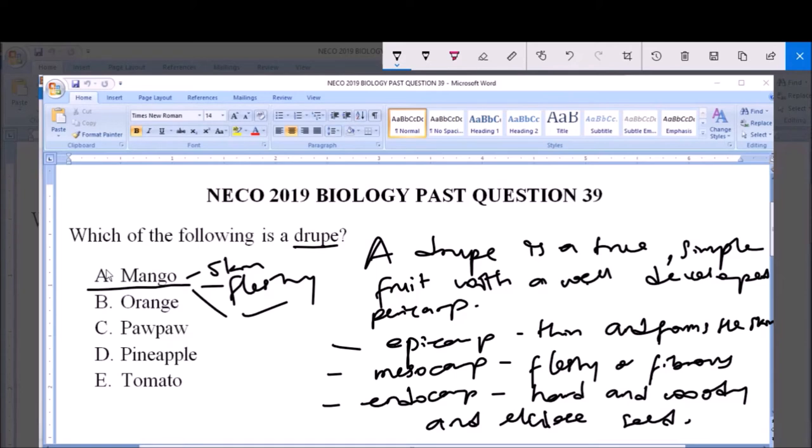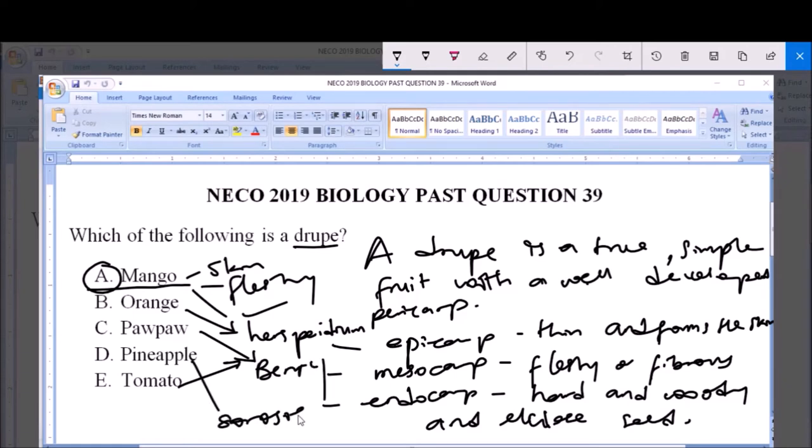Now option B here says orange. Now orange is not a drupe. Orange is a hesperidium. We call it hesperidium. Pawpaw and tomatoes are not drupe also. They are berry. And then pineapple is a sorosis. A sorosis is not a drupe.